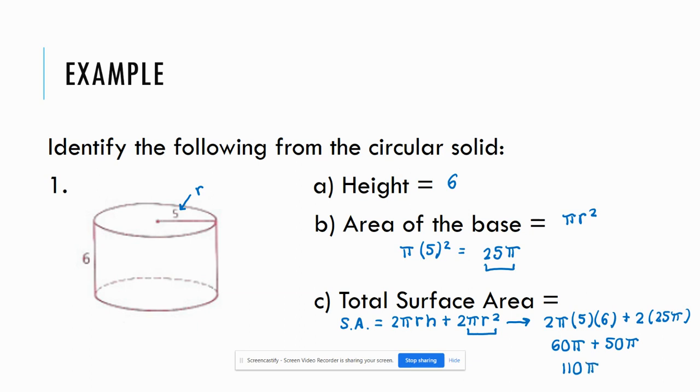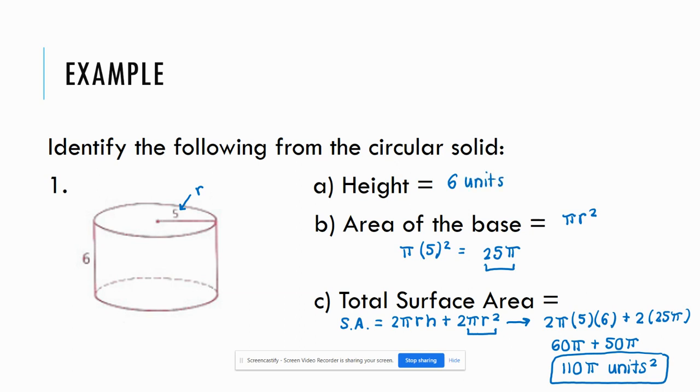In this particular problem, they don't give us any type of units, so I am going to write that it is units squared, because remember, when we're finding surface area, units are squared. So in this first one, the height is really just 6 units.